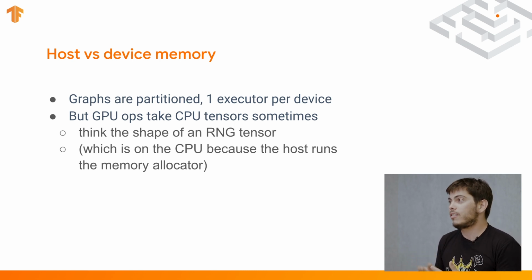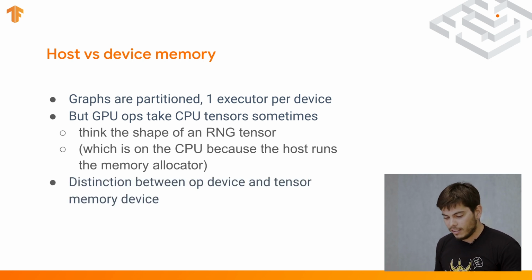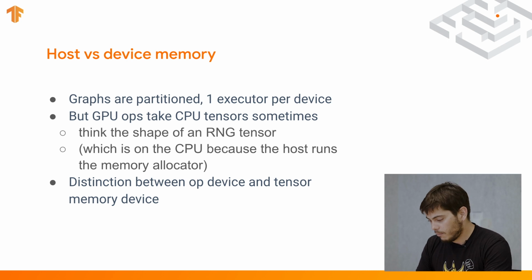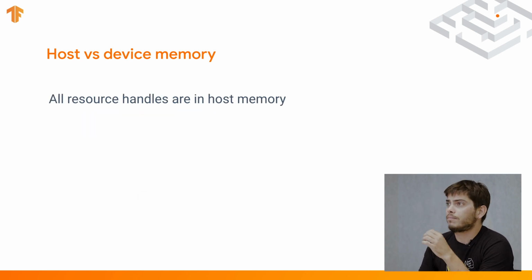And so if you look at the TensorFlow code, you might sometimes see things like a distinction between the device a tensor is in, and a device its memory is in, and a device its operation is in. And this bookkeeping is necessary to avoid mixing these things up. And incidentally, all resource handles are in host memory.